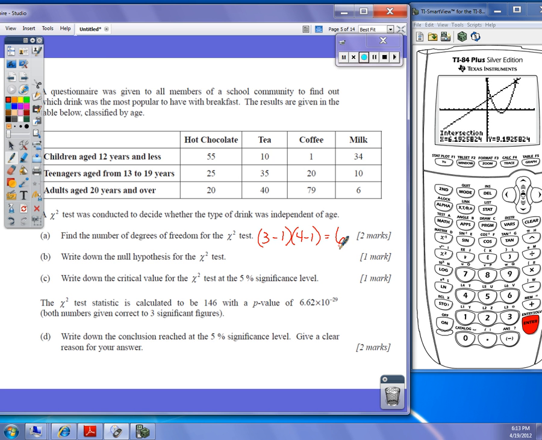Next, we're asked to write down the null hypothesis. So I'm looking to see what our two variables are. Remember, you are not going to write the variables are independent. You're actually going to name the two variables. So you'll say drink preference and age are independent.